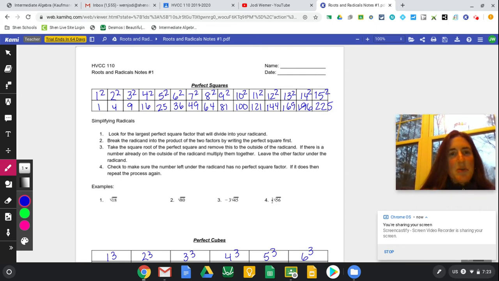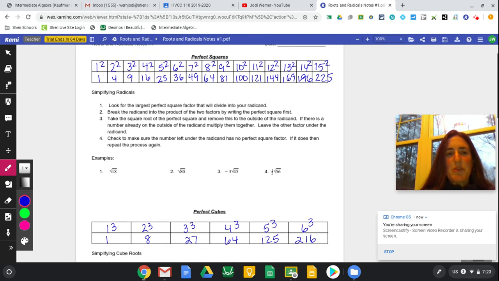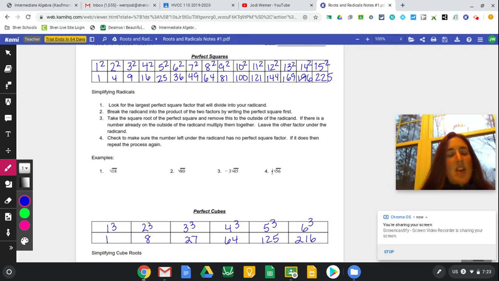Okay, so we're going to start with taking the square root of 18. I wrote out the steps for us here, and we're going to follow those step by step. The first thing we're going to do is look for the largest perfect square factor that divides into each radicand. And the radicand is the number underneath the radical symbol.